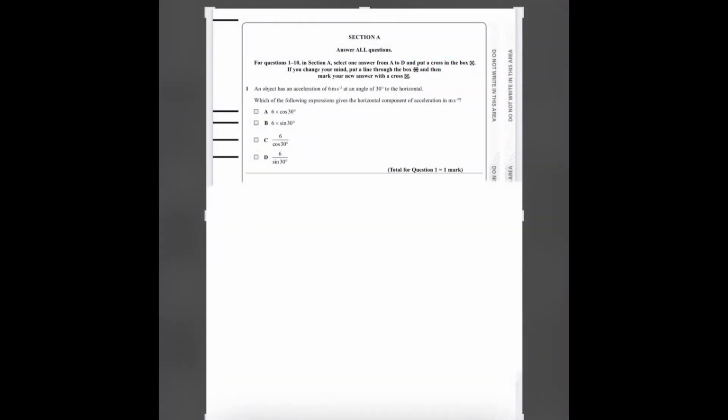So, number 1. An object has an acceleration of 6 meters per second squared at an angle of 30 degrees to the horizontal. Which of the following expressions gives the horizontal component of acceleration in meters per second squared? So we have a line to the horizontal, and 30 degrees to the horizontal, and the object has an acceleration of 6 meters per second squared in this direction. So what is the horizontal component?